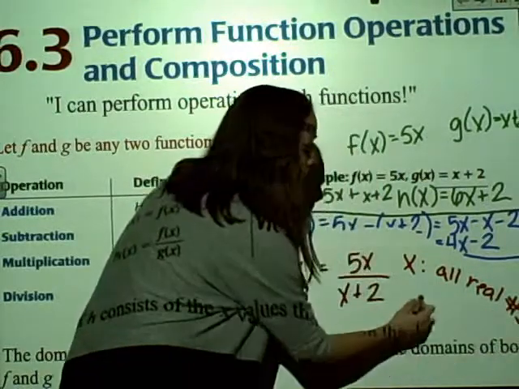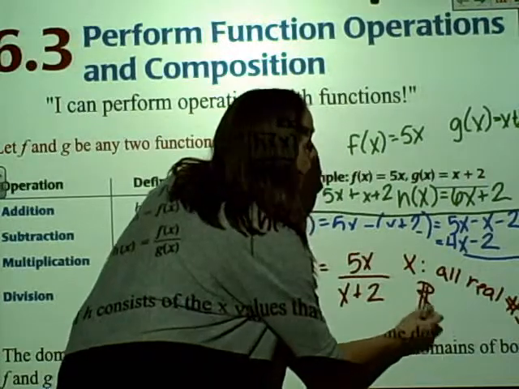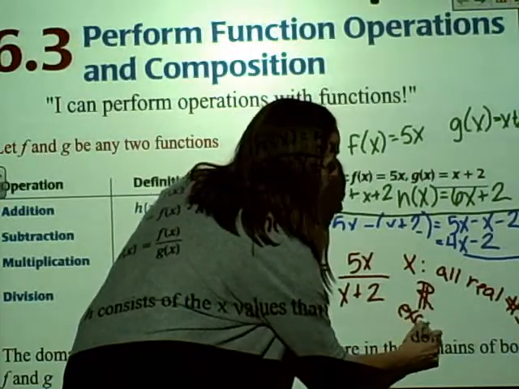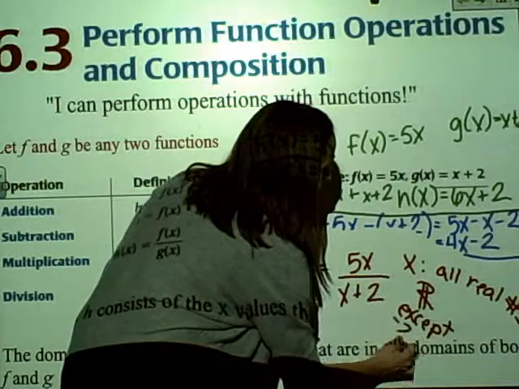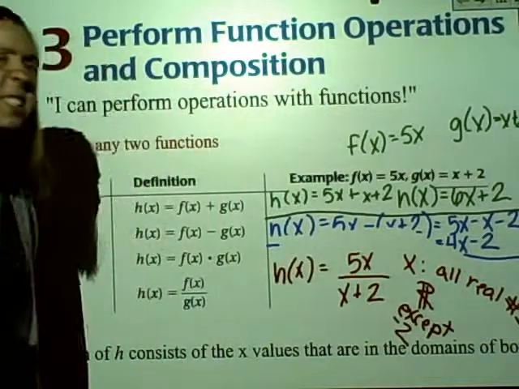And remember, with domain we have that funky R we can make, except negative 2. We'll practice that more.